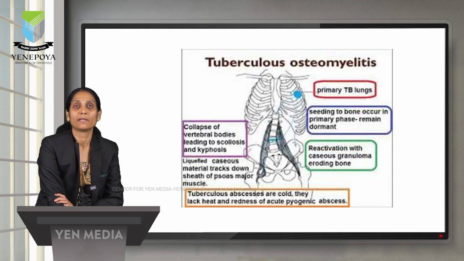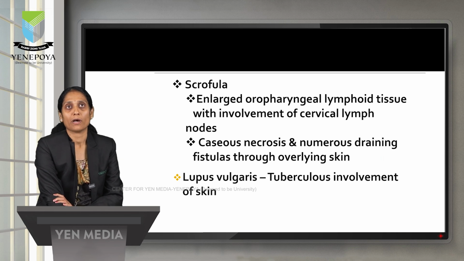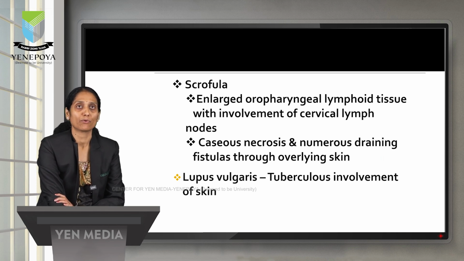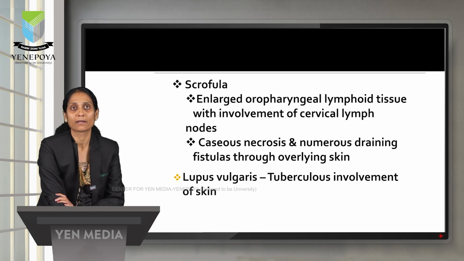This is a picture wherein we can see the general involvement of tuberculosis in every part of the body. As I told before, scrofula is involvement of the lymph nodes. This is very commonly seen. The enlarged oropharyngeal lymph nodes, especially the cervical lymph nodes. Here the necrosis begins, called caseation necrosis, and numerous draining fistulas can be seen overlying the skin, which are seen outside.